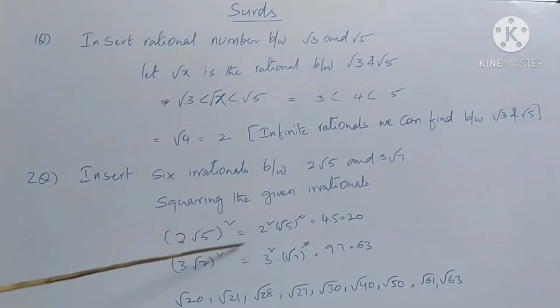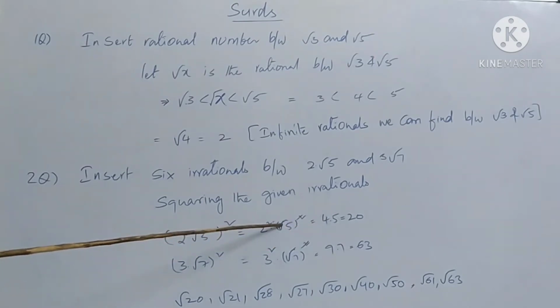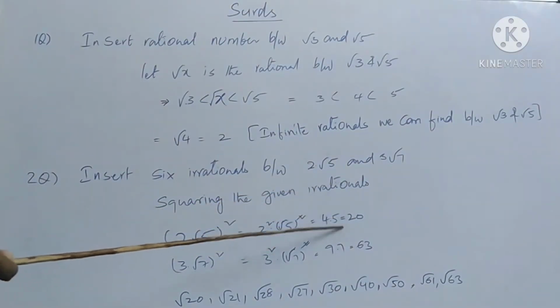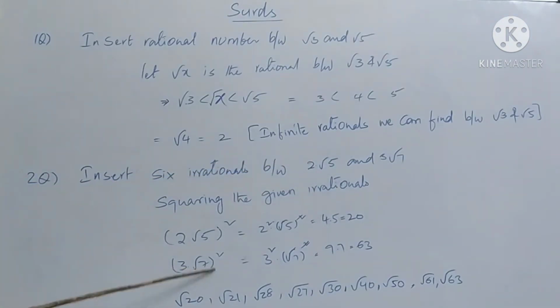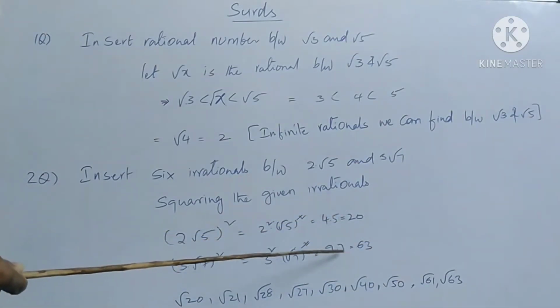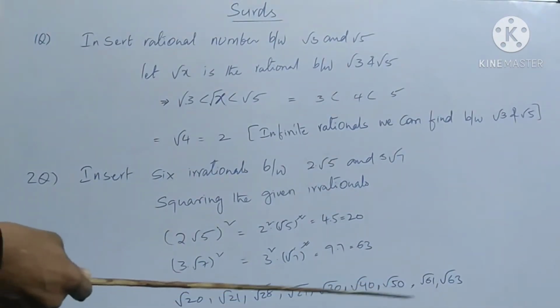Here 2 square into root 5 square, that is equal to 4 into 5, which is 20. In our second term, 3 into root 7 whole square is equal to 3 square into root 7 square, that is 9 into 7, the result is 63. So the numbers in between 20 and 63 are 21, 28, 27, 30, 40, 50, 61.